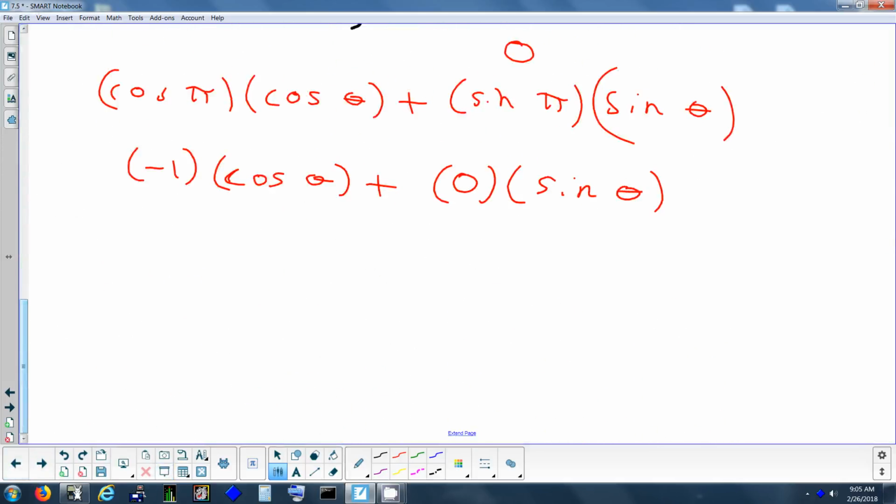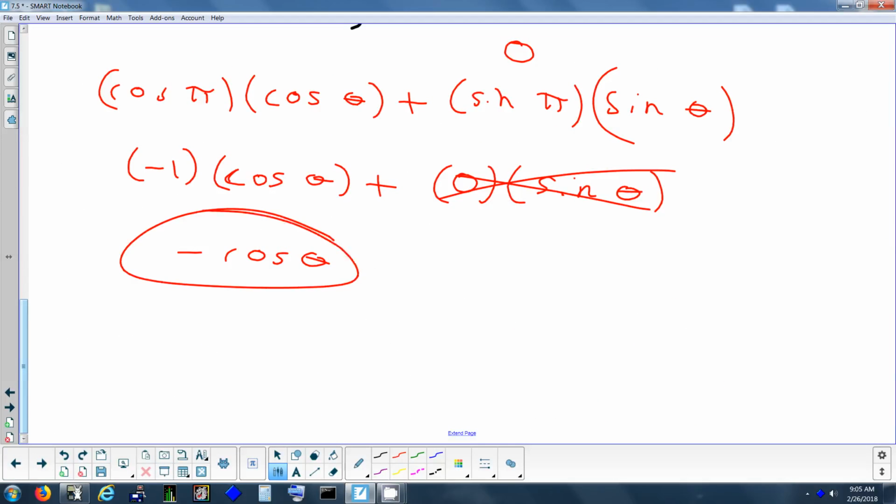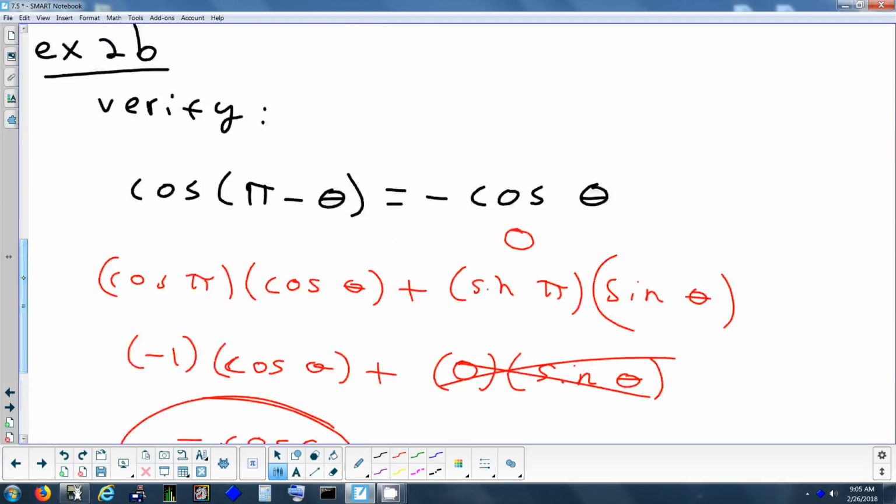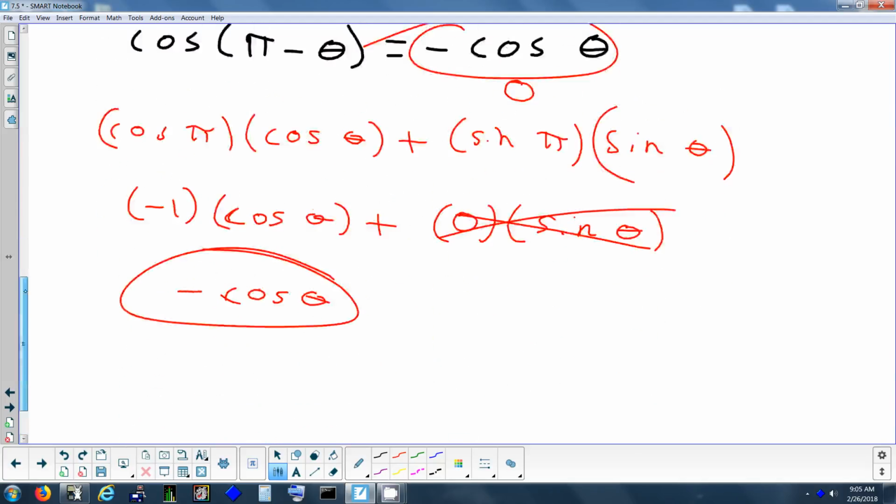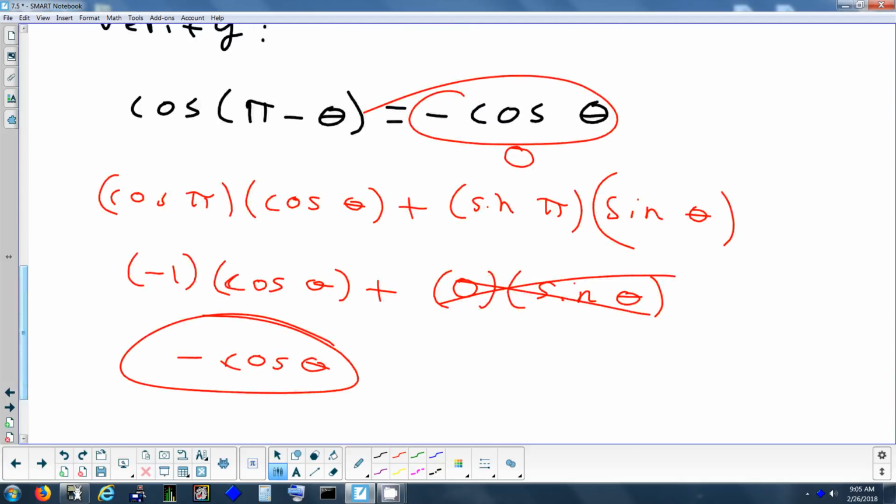So on the test for a proof or a verify for a problem like this, that's what I would be looking for you to show me. Show me you plugged it into the formula. Show me how to get the -1 and the 0. And now 0 times that cancels out. -1 times cosine. There's your negative cosine. And that's exactly what they wanted us to get. Okay, questions on that?